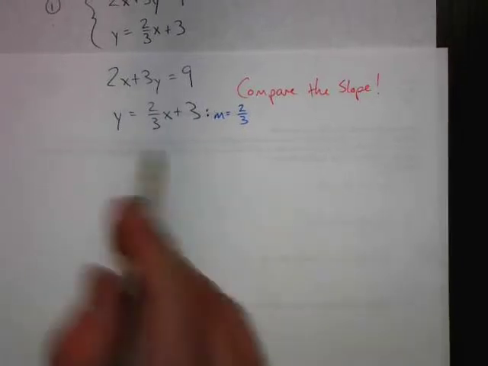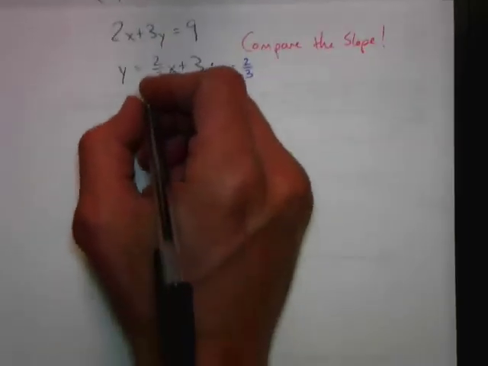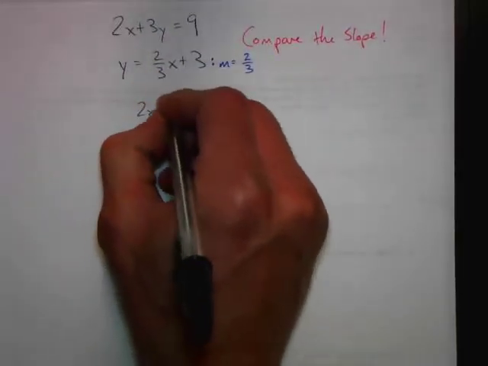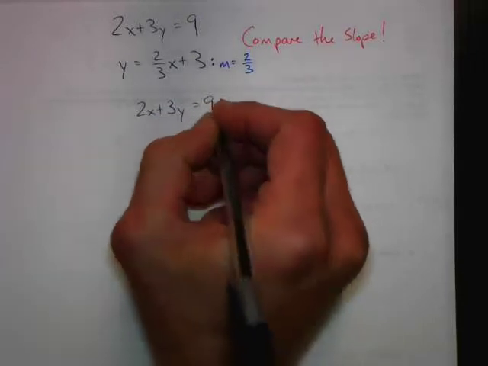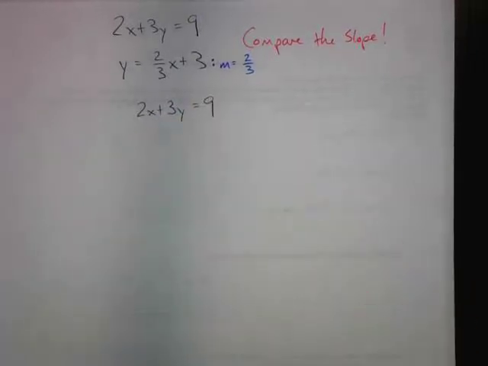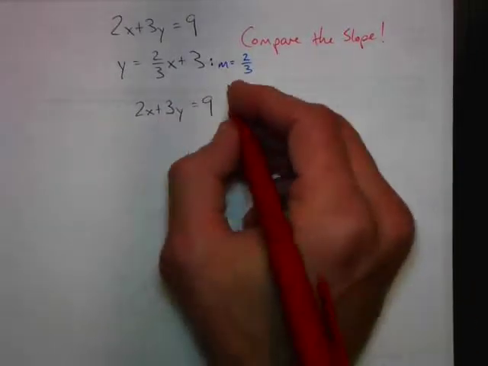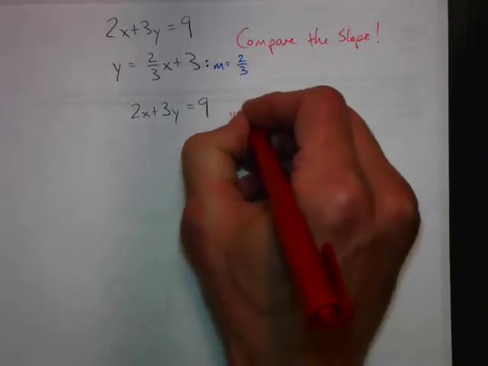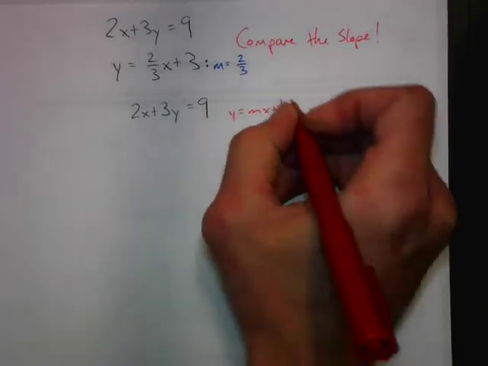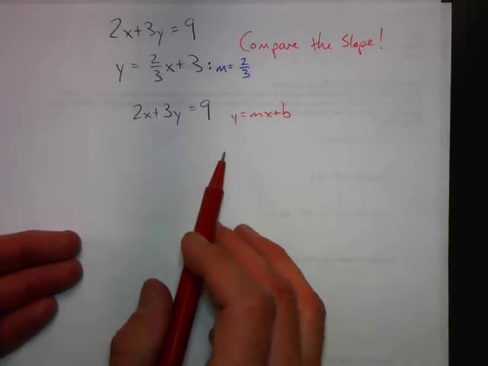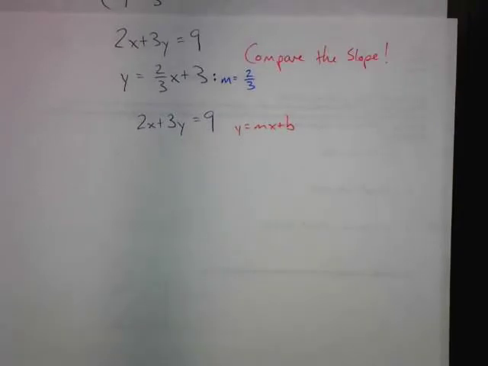But what about that top equation? How can we tell what the slope of that top equation is? There are two different ways. First, I'm going to do the hard way. The hard way is to make this equation into slope-intercept form. If we do that, we'll be able to tell everything we need about it.